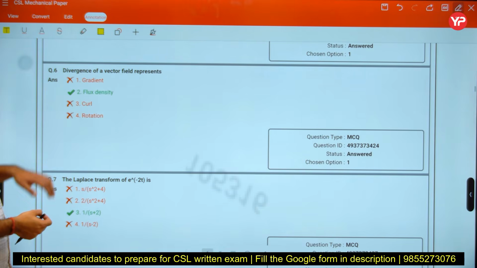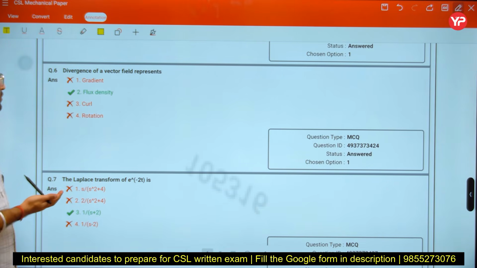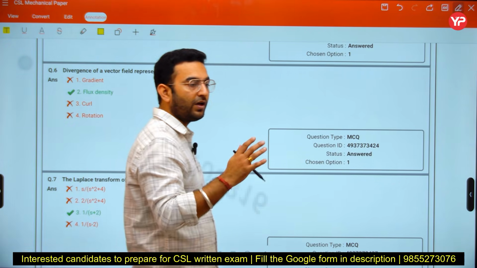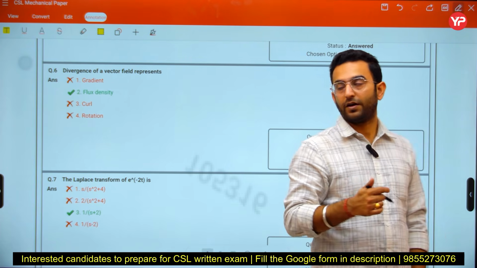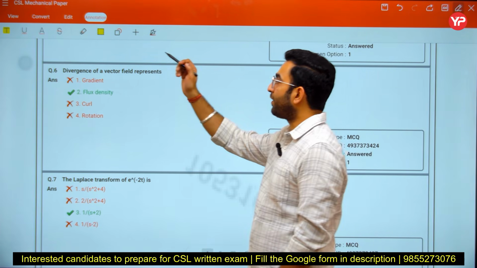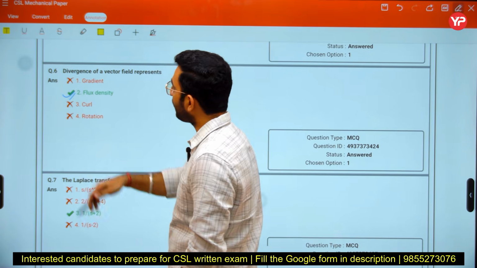Next part, divergence of a vector field represents it. So that is a very simple question again. If we talk about divergence, curl and vector here, the divergence of a vector field represents the flux density here.